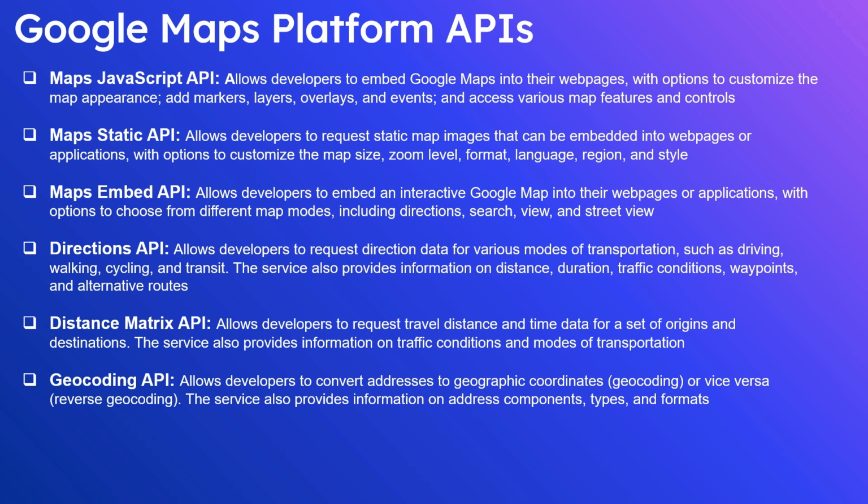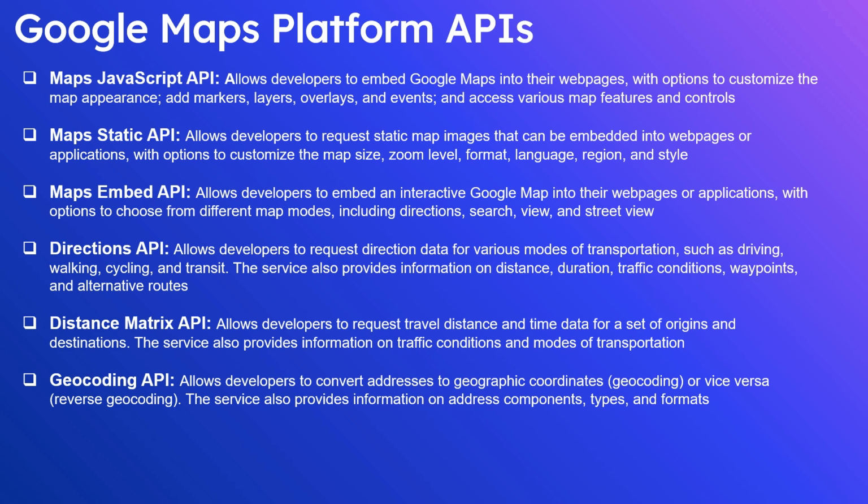Maps Embed API. This allows developers to embed an interactive Google Map into their web pages or applications with options to choose different modes, including directions, search, view, and street view. Directions API. This allows developers to request direction data for various modes of transportation such as driving, walking, cycling, and transit. This service also provides information on distance, duration, traffic conditions, alternative routes, and others.